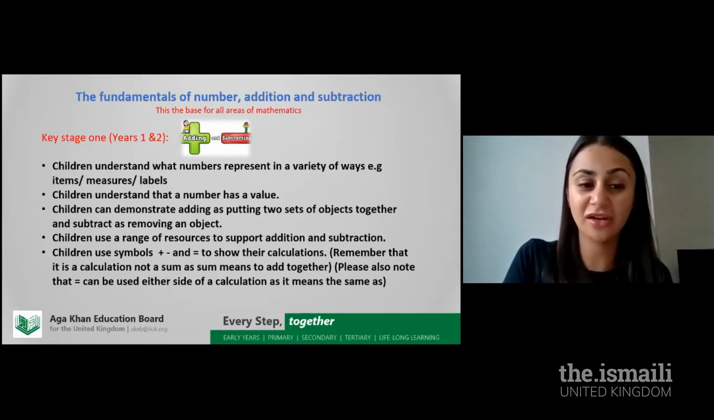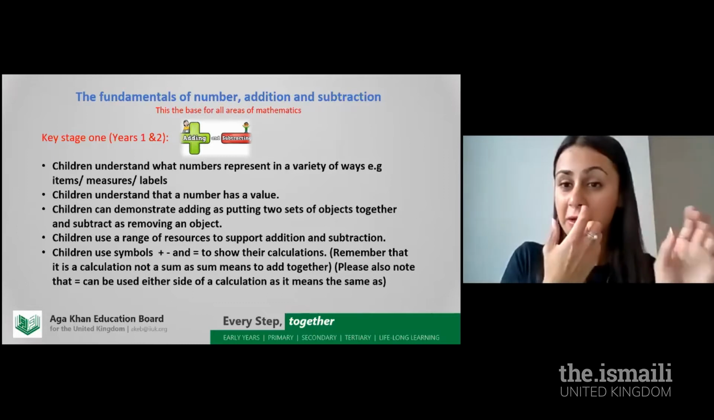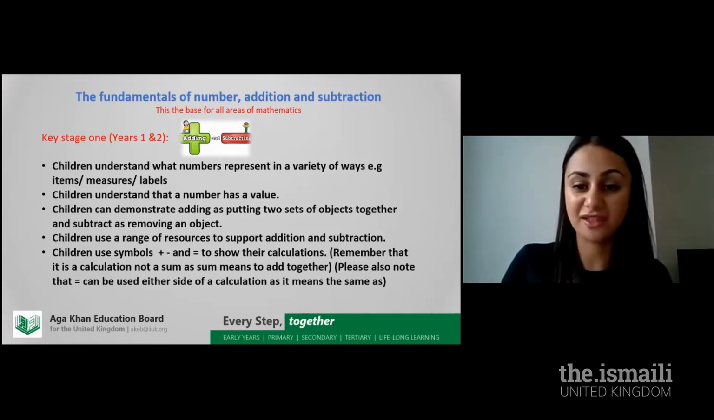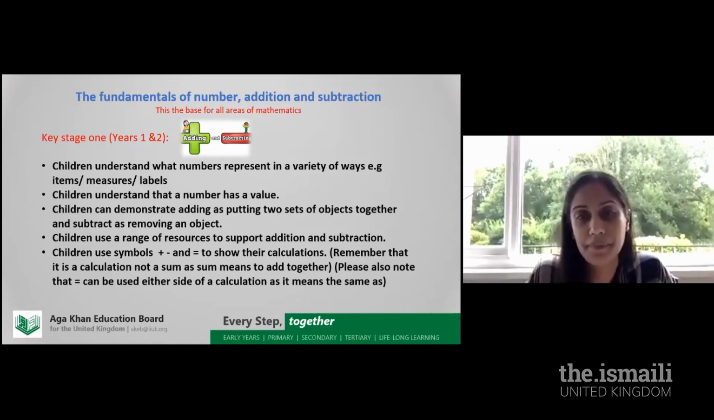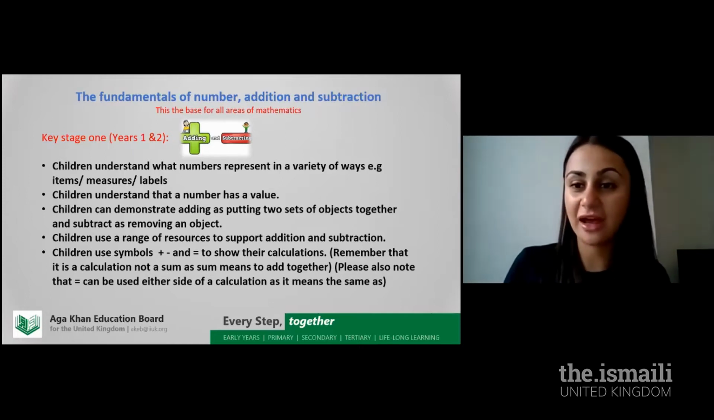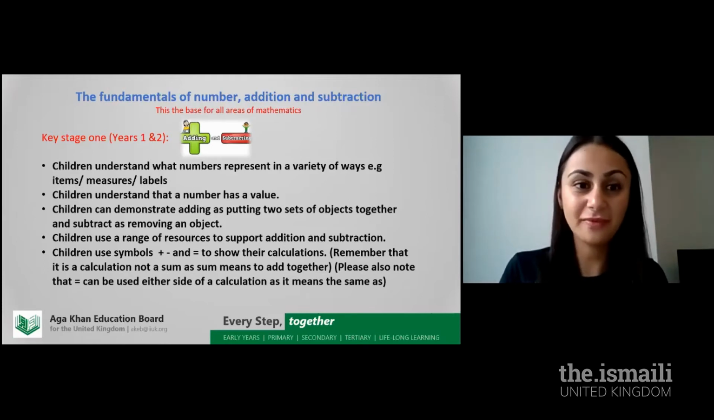And also, just as a side note, equals can be used either side of a calculation, so it can be 10 equals 5 plus 5, or 5 plus 5 equals 10. And it's very important your child has a secure understanding of this, as from our experience we found that having the equals on either side of a calculation does crop up many times in SATs papers.